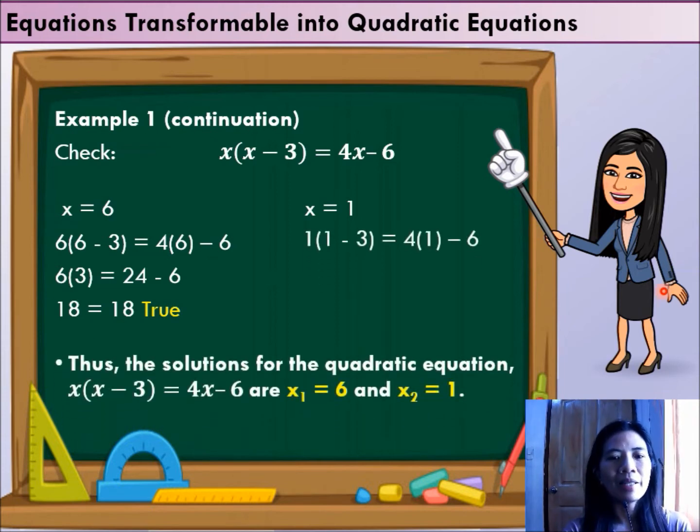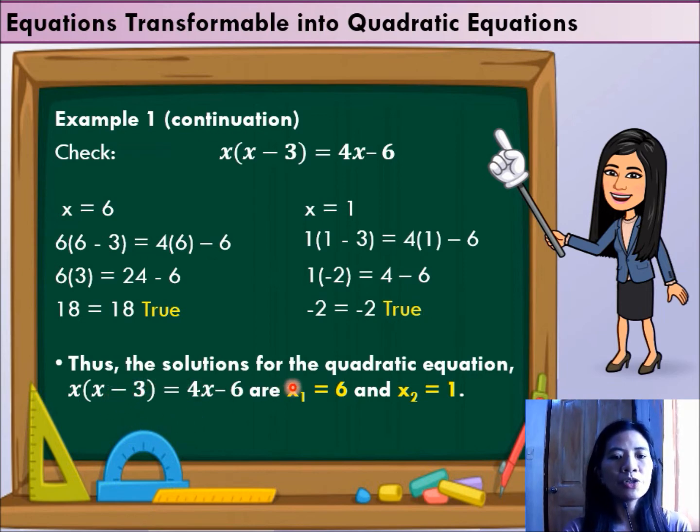Okay, then we have here x equals 1. So substitute again the value of x, which is 1. 1 quantity 1 minus 3 equals 4 times 1 minus 6. And then simplify. 1 minus 3 is negative 2, times 1, equals 4 minus 6. Then 1 times negative 2 is negative 2, equal to 4 minus 6, which is negative 2. So negative 2 equals negative 2 is true.